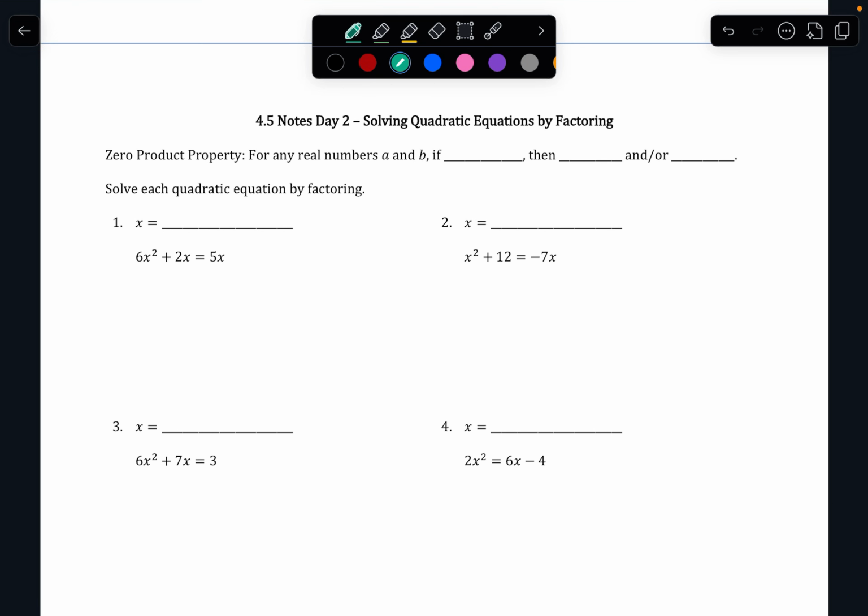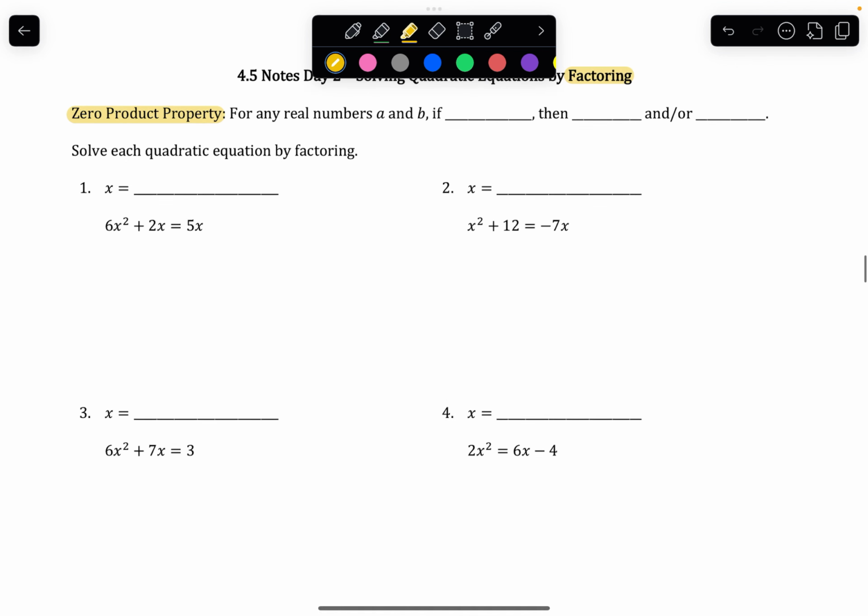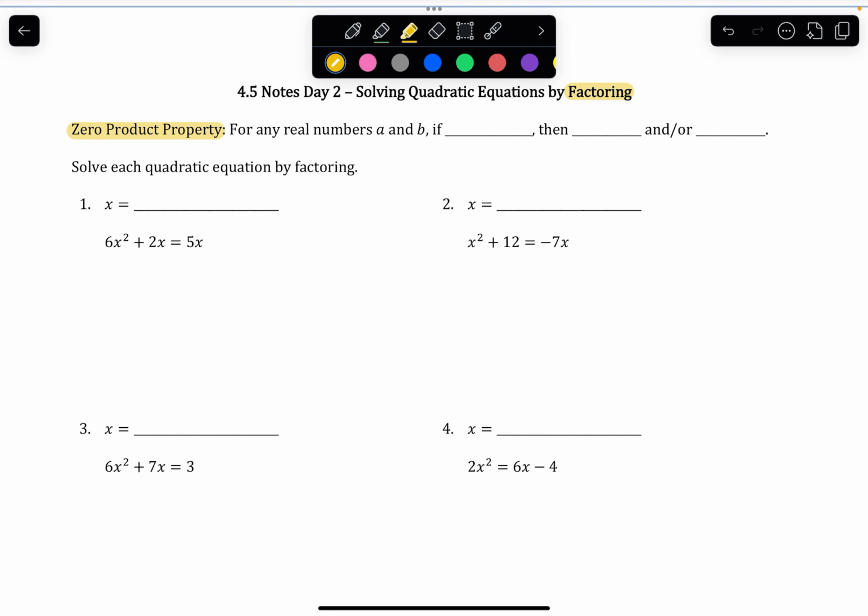All right, in this lesson, we are going to solve quadratic equations by factoring. Okay, and so in order to do this, it involves something called the zero product property. And the zero product property says that for any real numbers a and b, if their product equals 0, that means either a equals 0 or b equals 0.